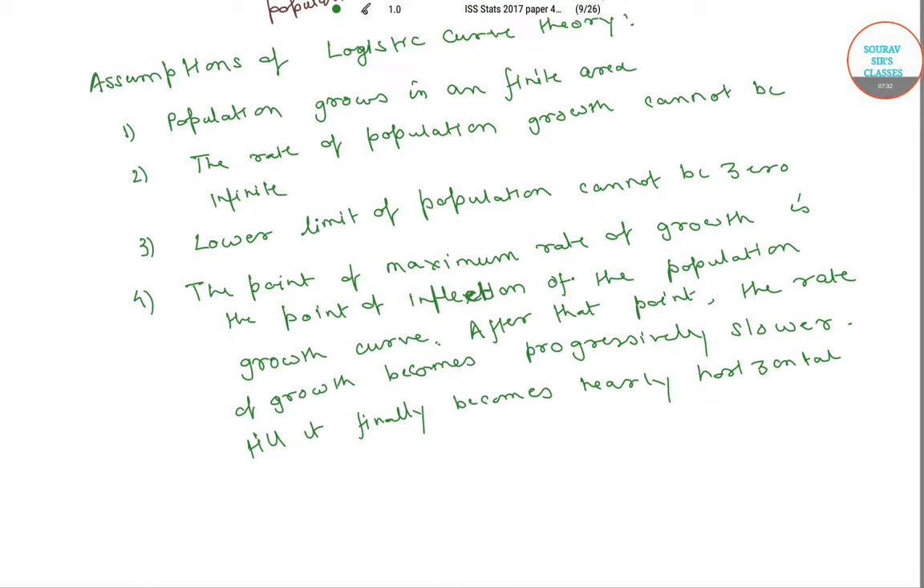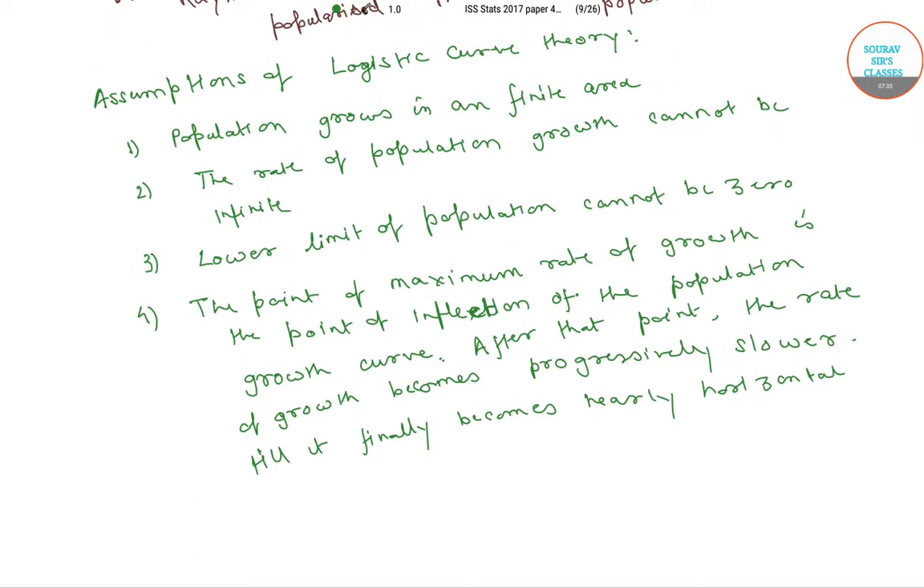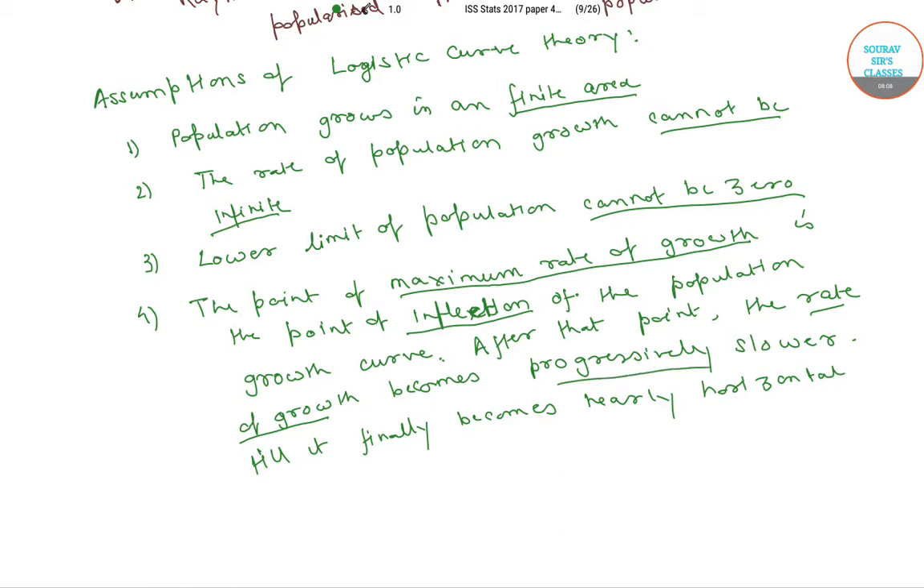So the four assumptions in the logistic curve theory are that the population grows in a finite area; the rate of population growth cannot be infinite; the lower limit of population cannot be zero; and the point of maximum rate of growth is the point of inflection, after which the rate of growth becomes progressively slower till it finally becomes nearly horizontal.